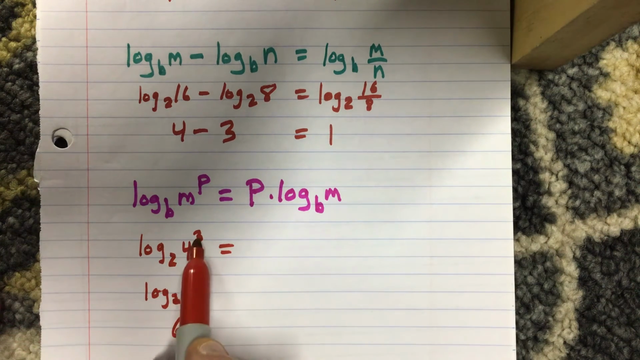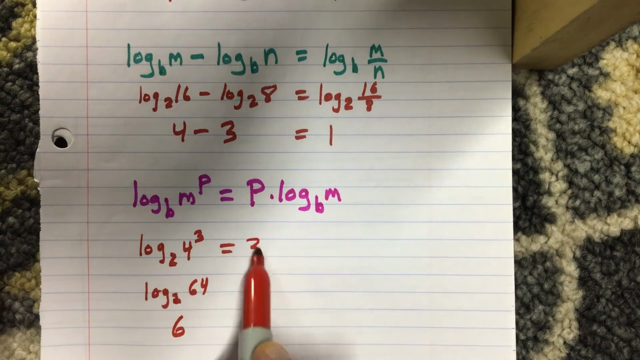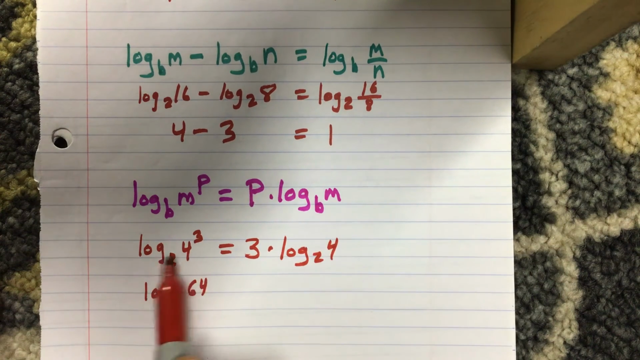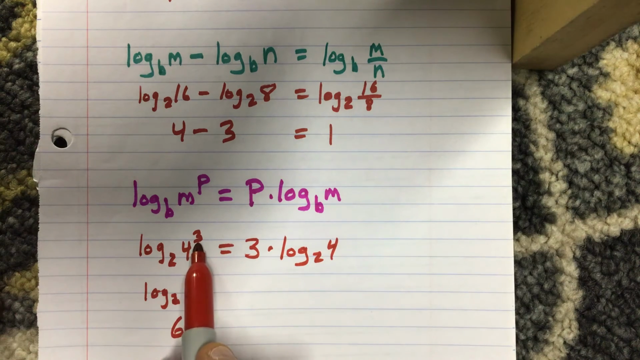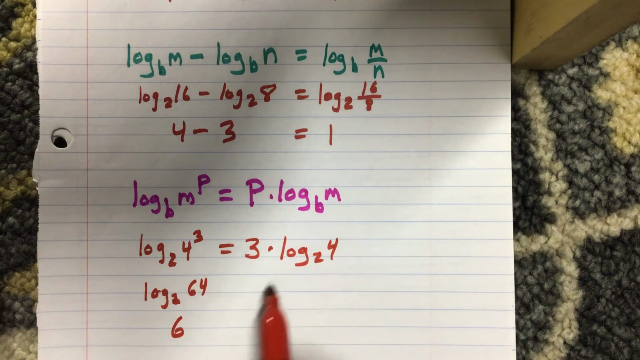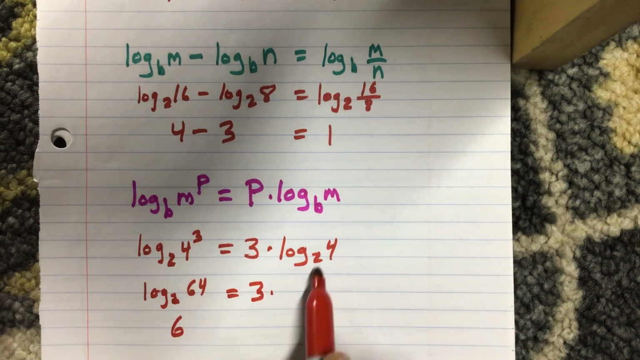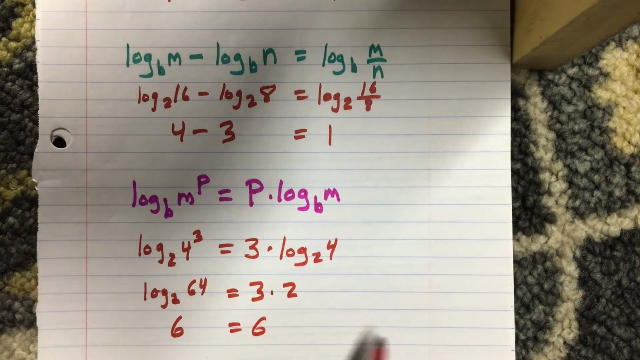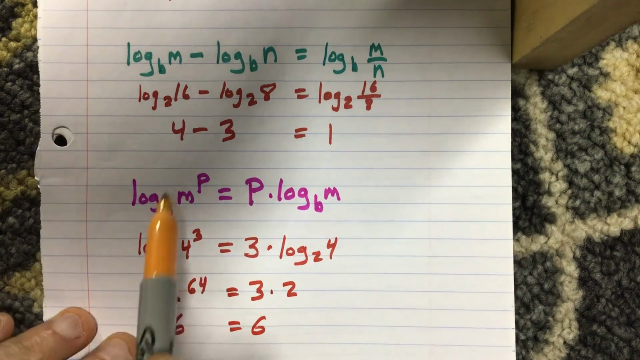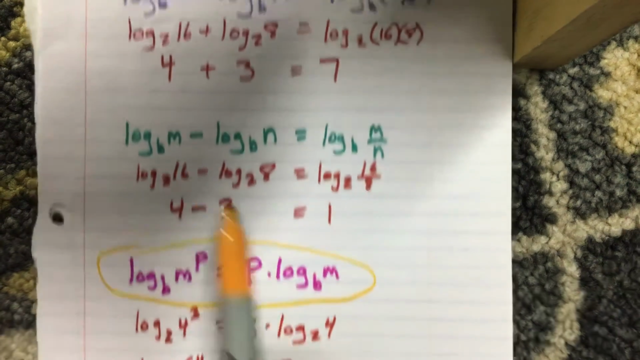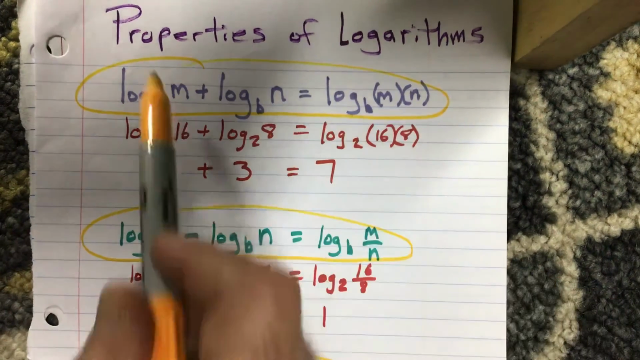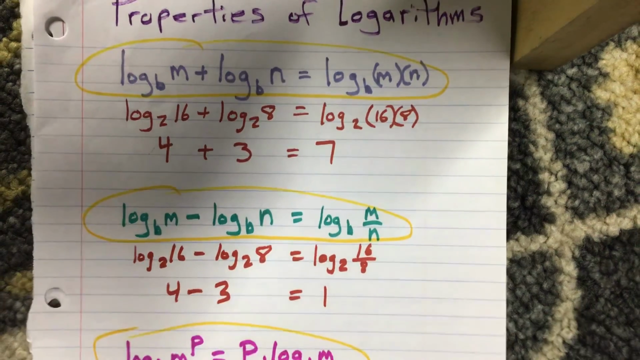So I should get the same result as if I just take this power and multiply it times log base 2 of 4. So I'm just writing this, but instead of using this as an exponent, I'm multiplying it times the whole log. And that equals 3 times, 2 to some power is 4, which is 2, and 3 times 2 is 6. So it works. So these are the three properties of logs. And I'll post this for you in the room, and we'll do some examples using these properties.